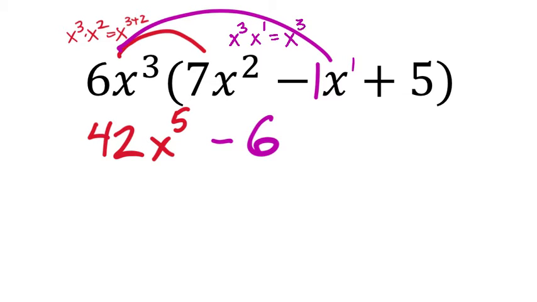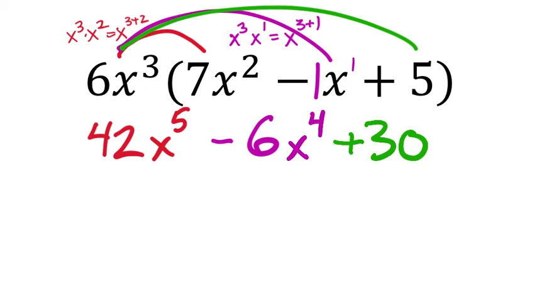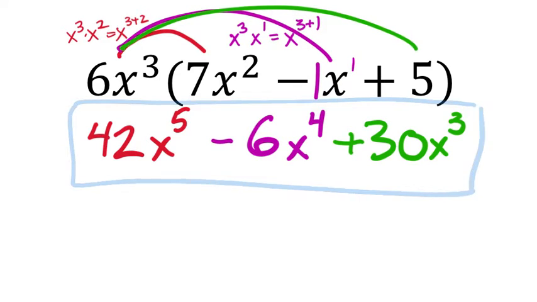But then it's x to the power of 3 plus 1, which is x to the power of 4. Now I'll look to distribute my 6x to the power of 3 to the 5. This one's not too bad because 6 times 5 is positive 30. And then we'll just keep the x to the power of 3. This right here would be considered fully simplified.